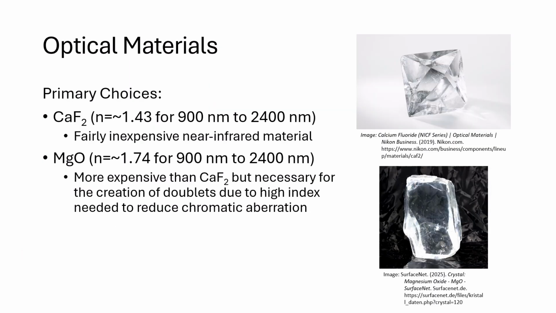The primary choices for optical materials in the project were calcium fluoride and magnesium oxide. Both calcium fluoride and magnesium oxide have a fairly constant index of refraction from 900 nanometers to 2400 nanometers. Additionally, calcium fluoride was selected as it's fairly inexpensive to work with compared to other infrared transmissive materials. Magnesium oxide is more expensive than calcium fluoride, but it became necessary to include it in the project during the final iteration of the design, as it was needed to create achromatic cemented doublets, and it was needed for its higher index of refraction.